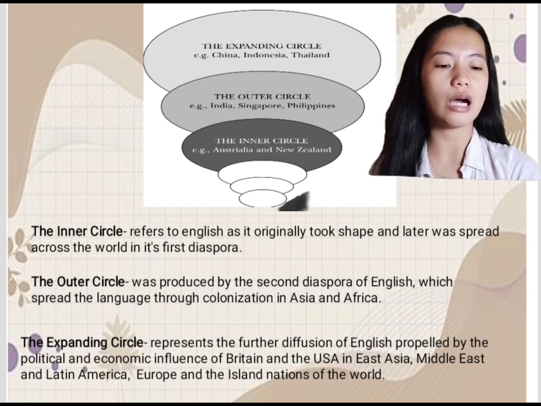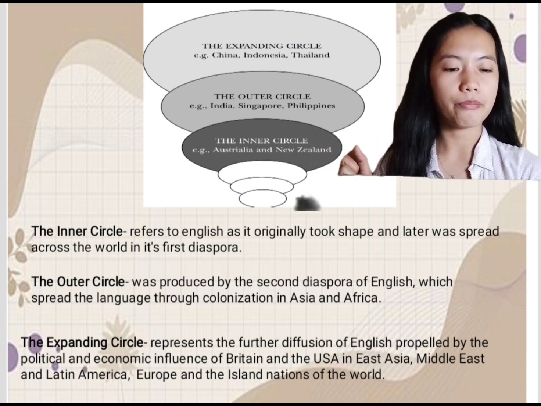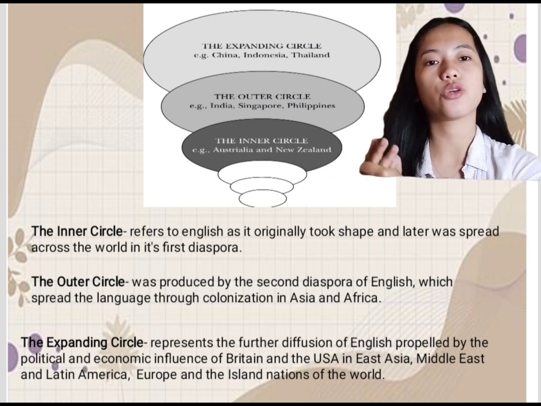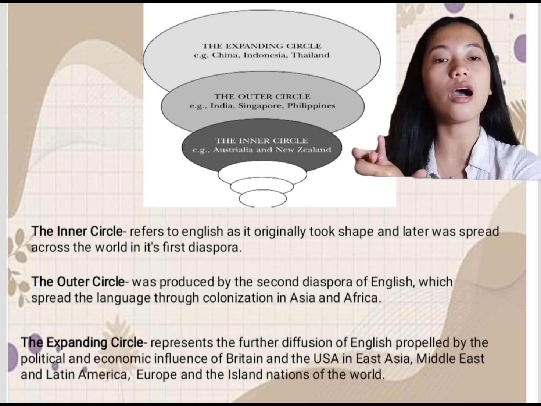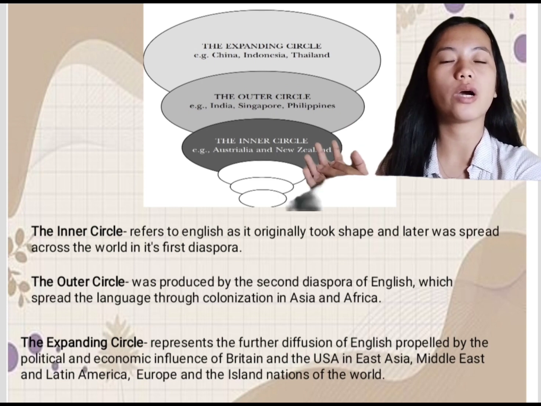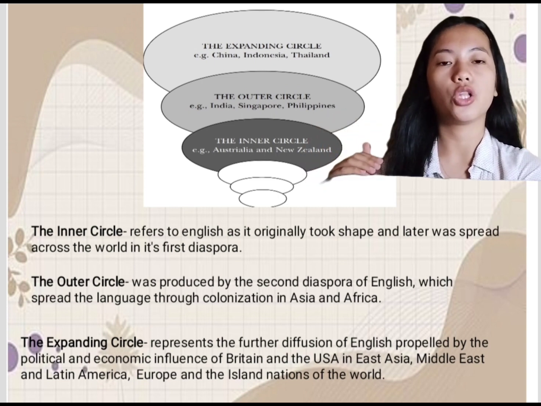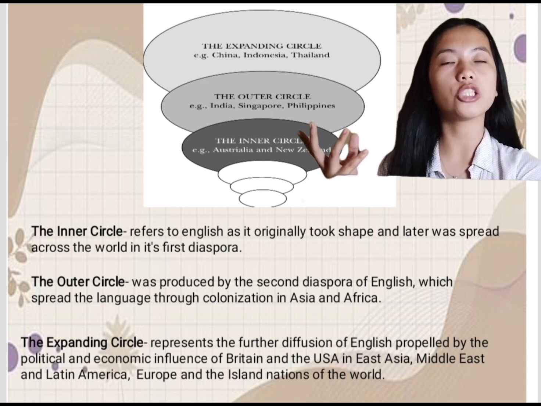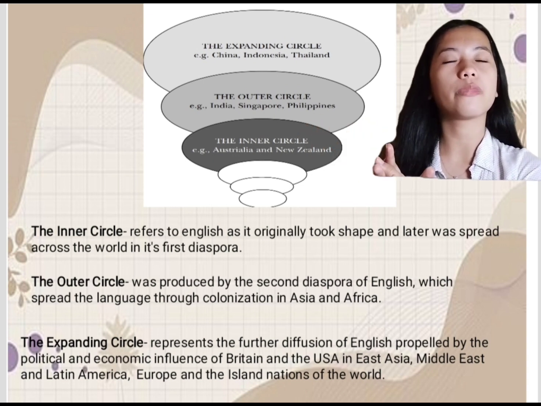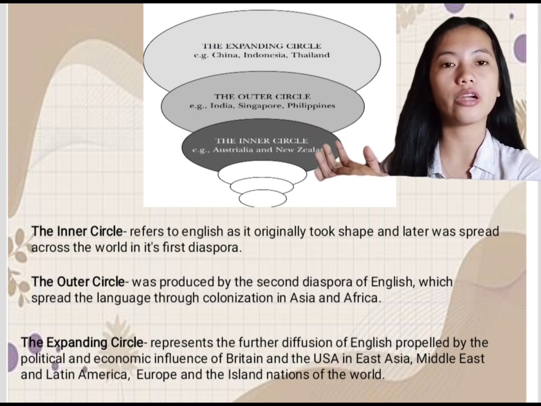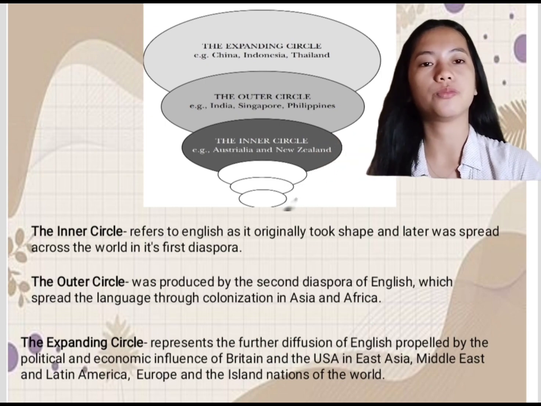So for example, China, Indonesia, and Thailand. They use English as a foreign language, and that's why they belong to the expanding circle, which uses English very rarely for everyday communication.